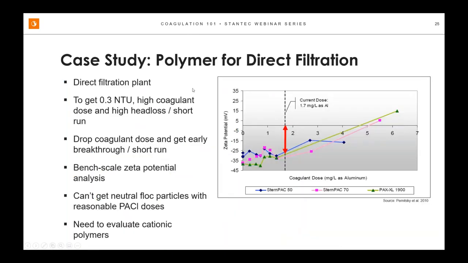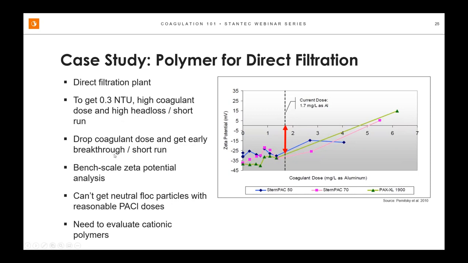I really like the zeta potential tool, and here's an example of how it can be used. This is a case study. We had a direct filtration plant that was having some challenges meeting their 0.3 filtered water turbidity limit. If they cranked the coagulant up so that the filters would ripen and they'd meet 0.3, they had a lot of solids, high head loss, and short filter runs.